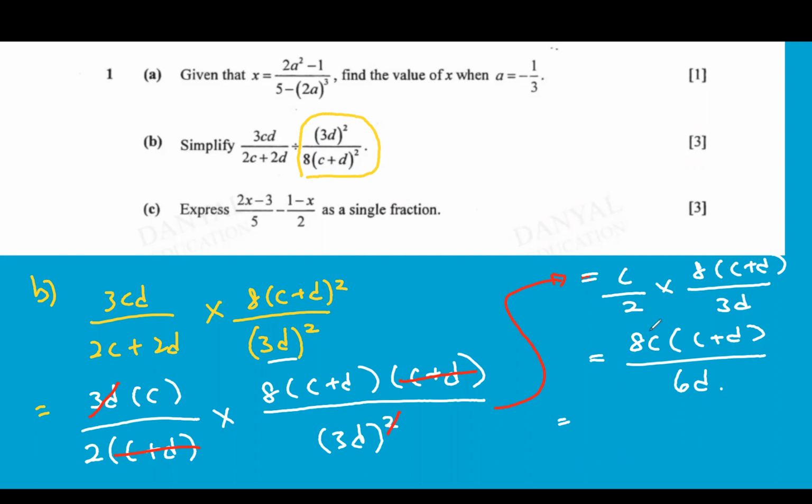So what I will have here is I can do a cancellation, where I divide by 2 here, and this will become 4C. I divide 2 here, I will have 3D. So I have 4C bracket C plus D, and then 3D. So this is my final answer. My answer will be just this, and I can leave it in bracket.